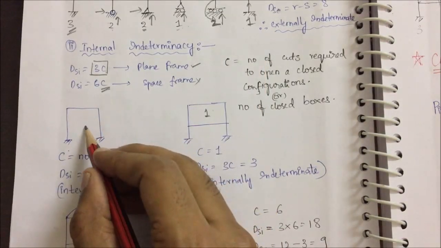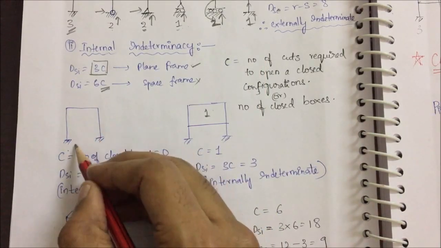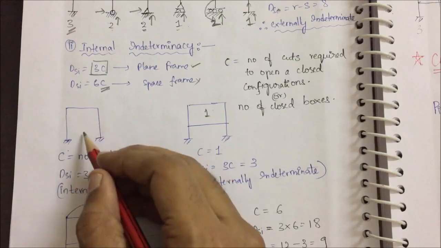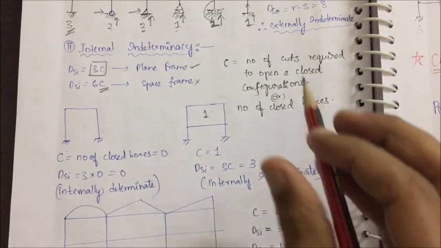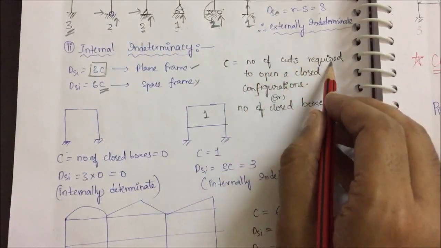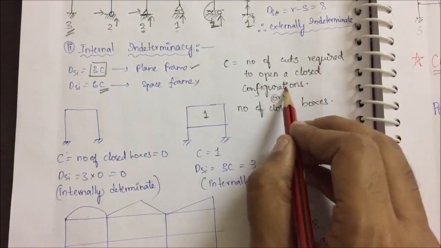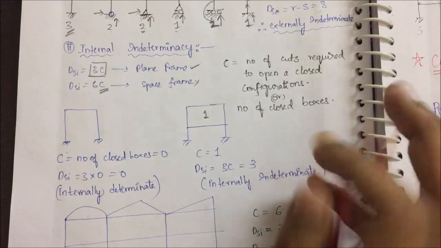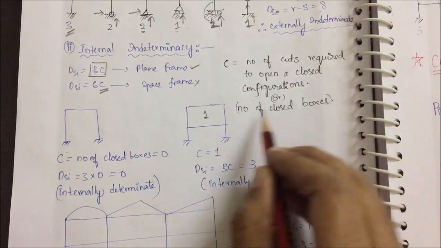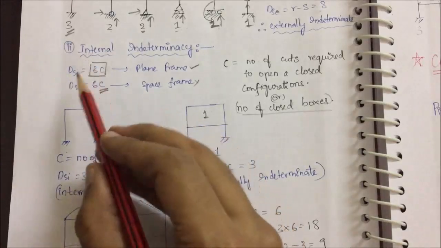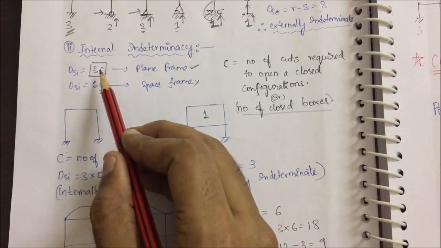Now can you tell me what is the C value in this structure? ये तो ओपन है, कोई क्लोज्ड स्ट्रक्चर है ही नहीं इसमें, तो C वैल्यू क्या हो जाएगा? 0 हो जाएगा. सिंपल है ना. So what is your C? C is the number of cuts required to open a closed configuration, and the number of closed boxes. ये पूरा याद रखने की जरूरत नहीं है, आप सिंपल से याद रख लेना number of closed boxes. So what is your static indeterminacy? Sorry, what is your internal indeterminacy?